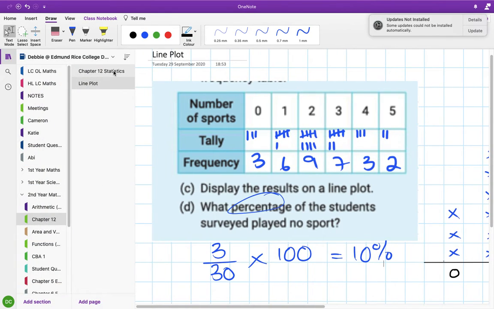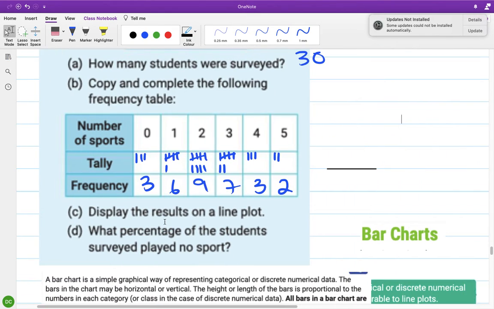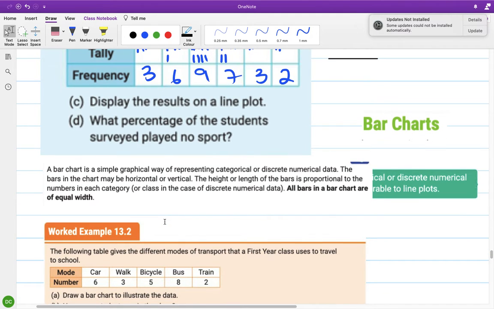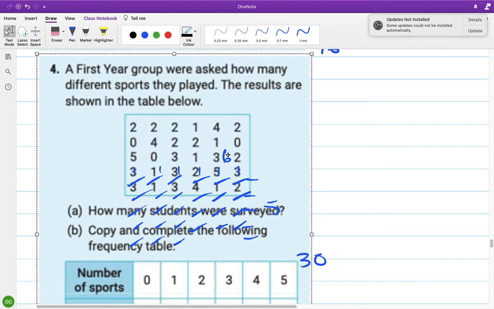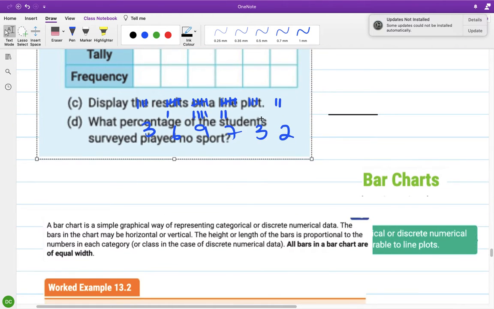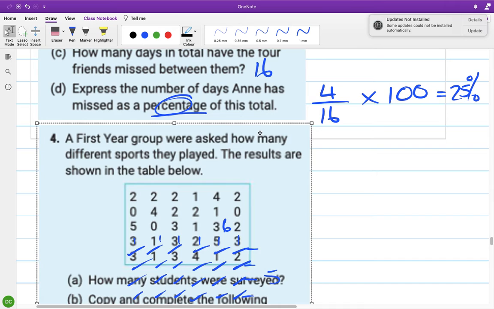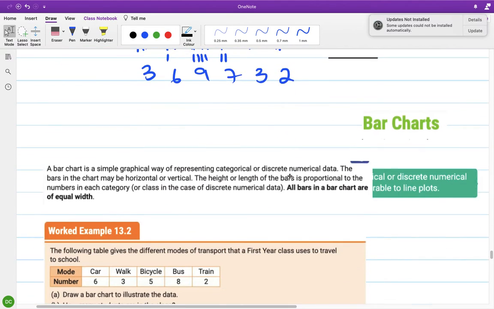Okay. All right. So today I want to talk about bar charts. I'm going to move this back up now. Yeah. Probably not high enough actually. Go back up a bit more. Right.